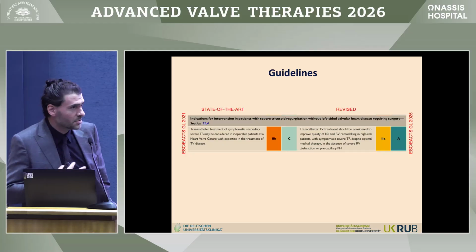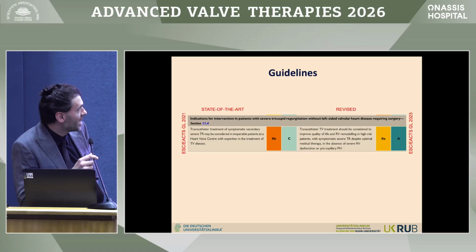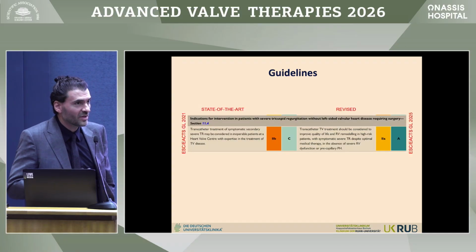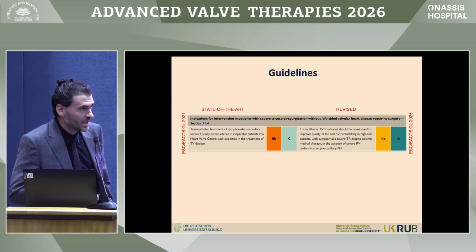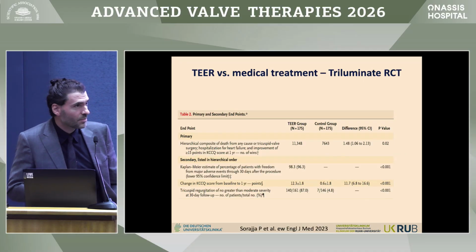So the guidelines try to adjust with all this data. It should be considered to do a catheter-based repair or replacement if we have a patient with the constellation that we described before. And the quality of life is key at this moment, which also drives the guidelines. And I'm coming to the end of the presentation.